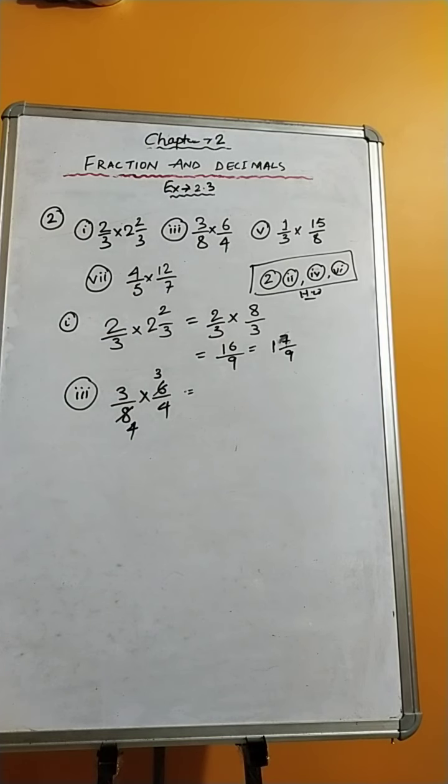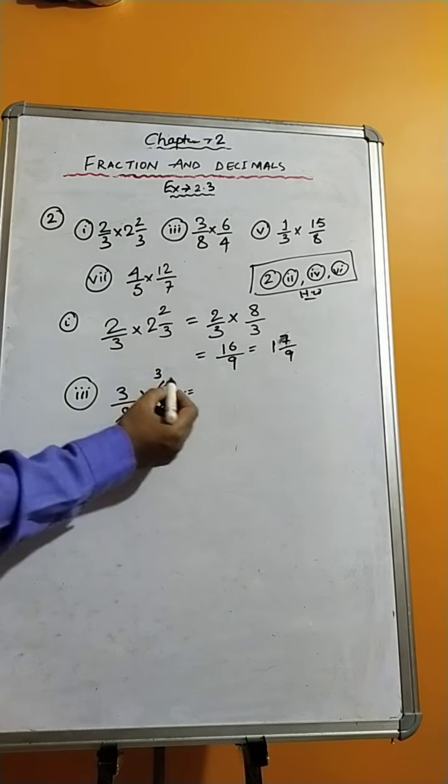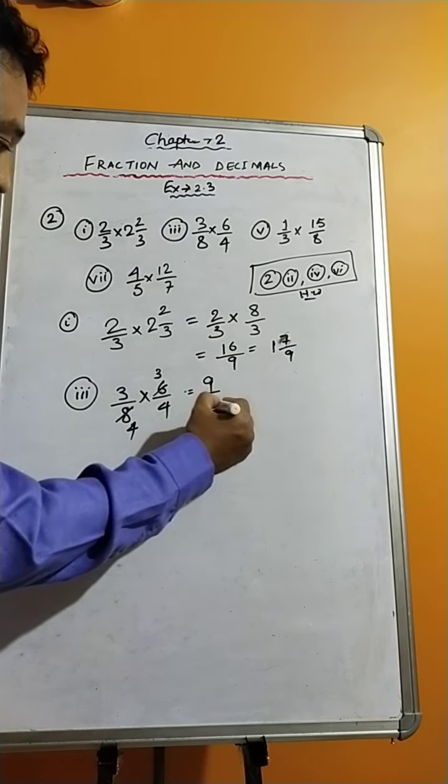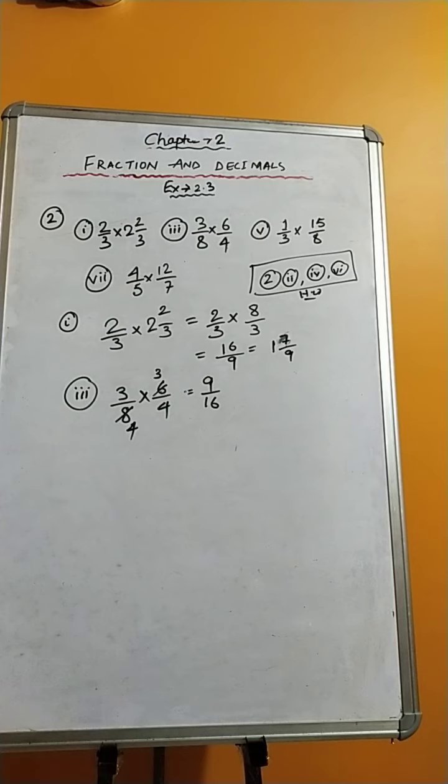Now any more reduction we can do? No, we cannot reduce any more numbers. So just multiply numerator with numerator. That is 3 into 3 is 9. And 4 into 4 is 16. So this is your final answer of sum number 3.